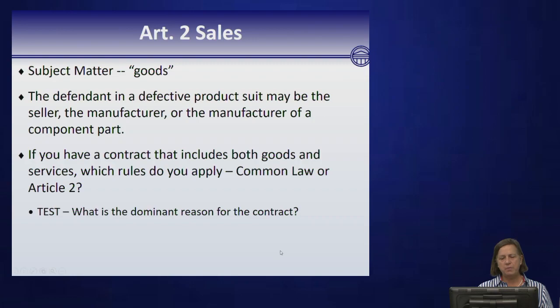Article 2 of the Uniform Commercial Code. Woo, we've finished common law contracts. It applies to the sale of goods. That's it. Not real property, not services, not employment contracts, but goods.